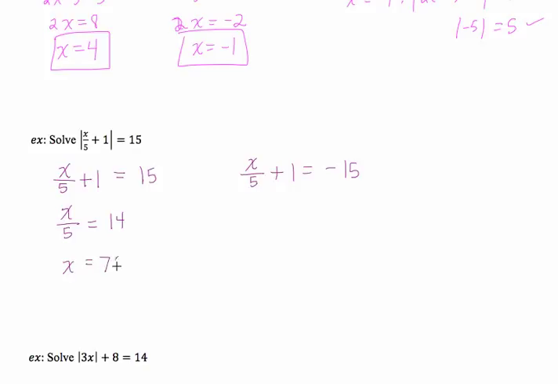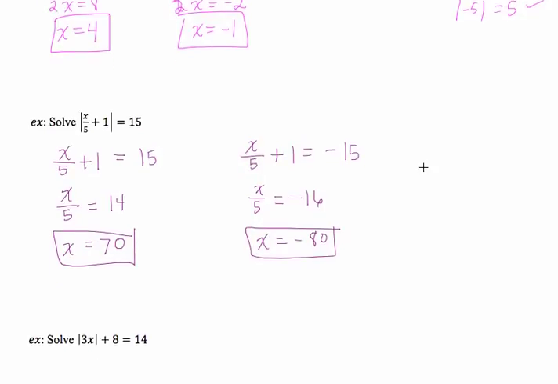And over here, we have x over 5 is equal to -15 minus 1, which is -16. So if 14 times 5 is 70, then 16 times 5 would be 80. So x would be -80 as the other solution.